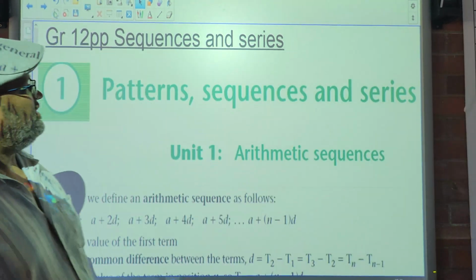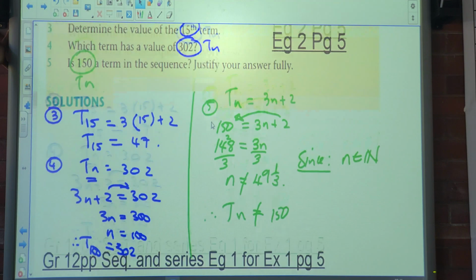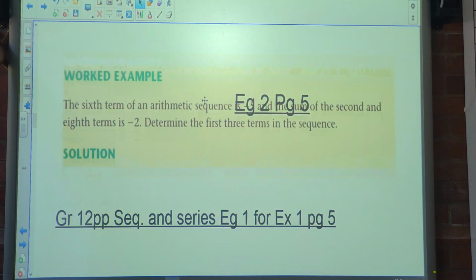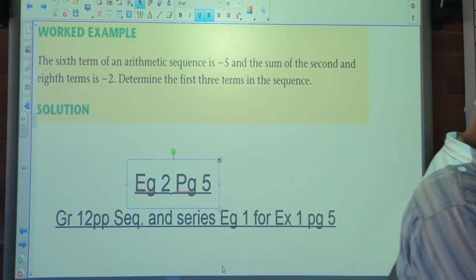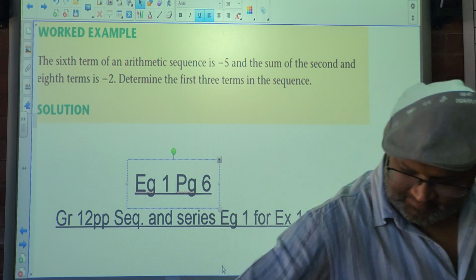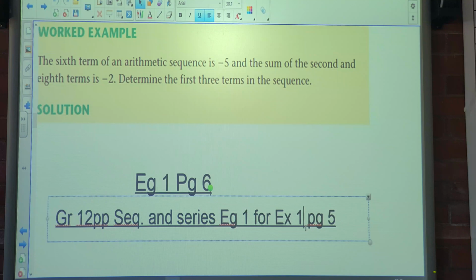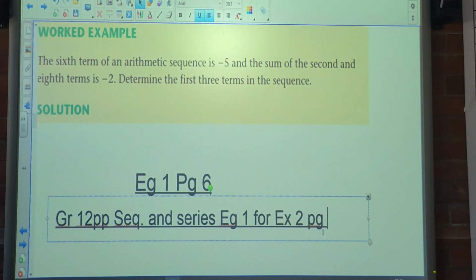So, the extension of this lesson now, we're going to look at example 1, and it's on page 6. Okay, so this is for exercise 2, which is on page 7.